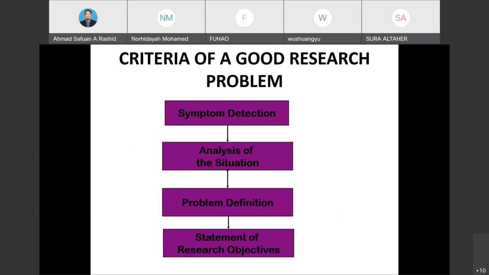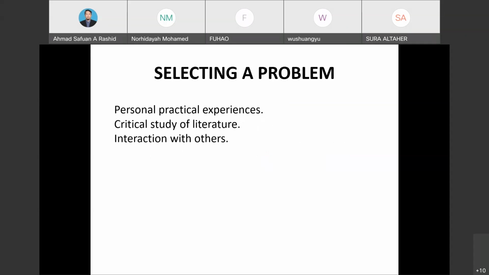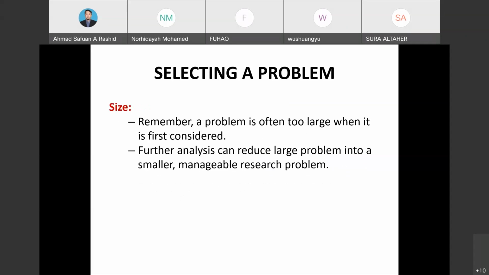Symptom detection, analyzing of situation, problem definition, statement of research objective. Selecting problems, personal, practical. We are more interested in the critical study of literature. Just skip this one.